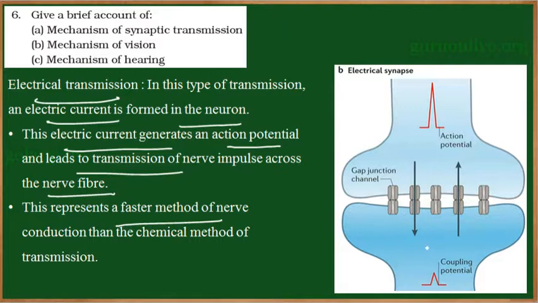Here we can see both the neurons are connected by gap junction channels, and through these gap junction channels the action potential passes from one neuron to another, and therefore this is faster when compared to the normal chemical synapse. This kind of electrical synapse is less common in the human body; more chemical synapses are present. This kind we can see in the muscles, more than in the neurons.